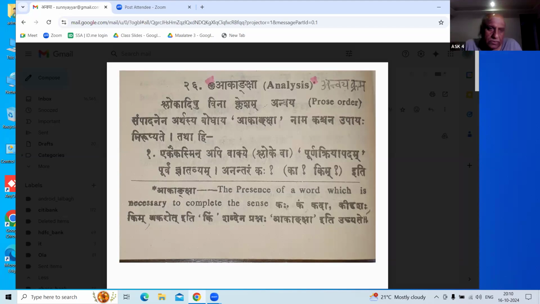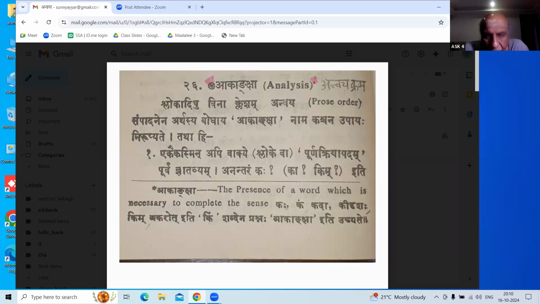And in Sanskrit, the prose order is called Anvaya. Anvaya means to follow something. So here, what are we following? We are following the prose order. And what is that order? The order is subject, object, verb. That means in any sentence, we have to have these three components: subject, object, and verb. So that is Anvaya, and that's what they're saying here.